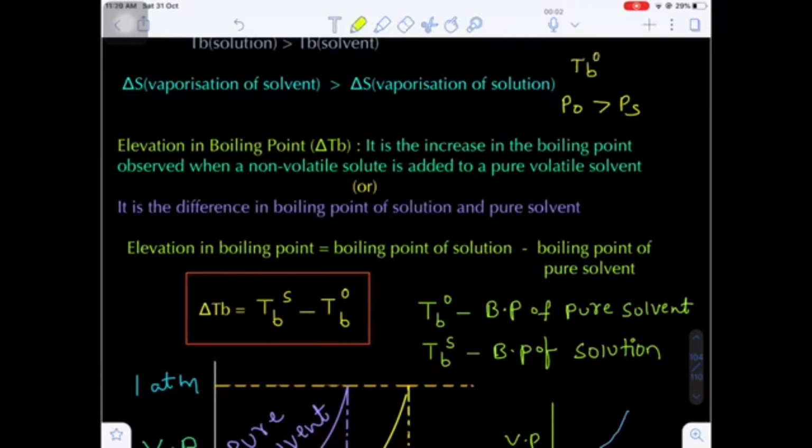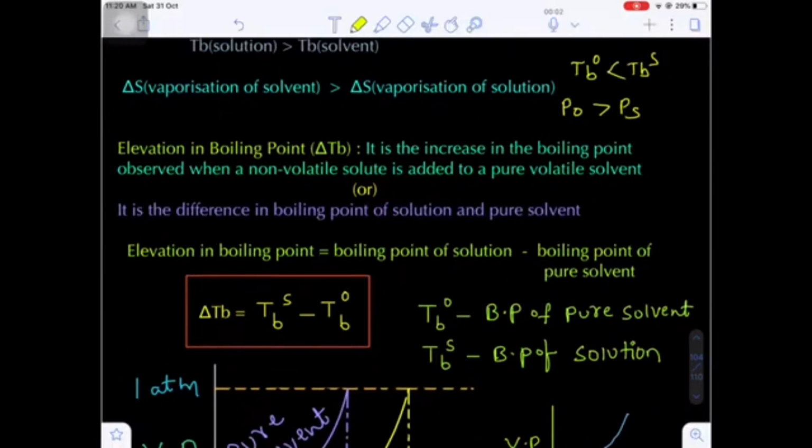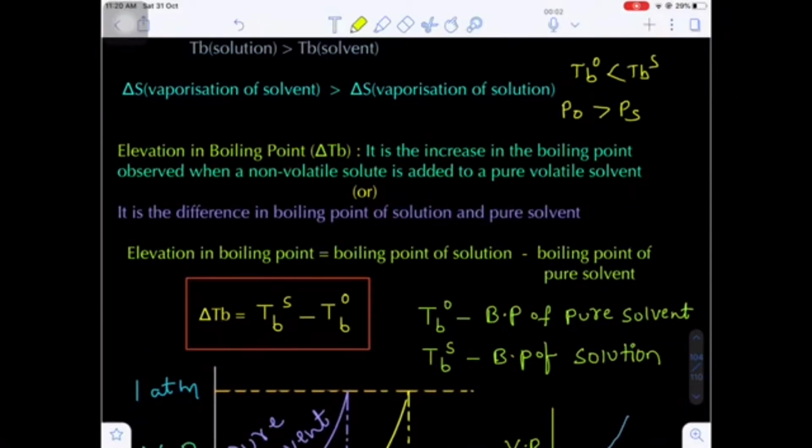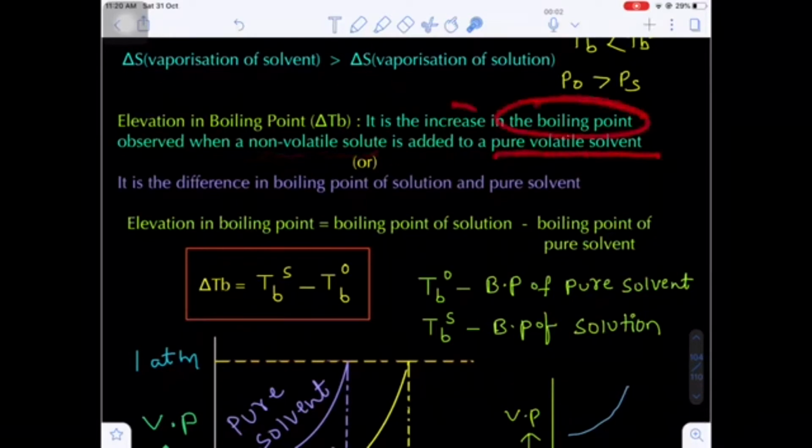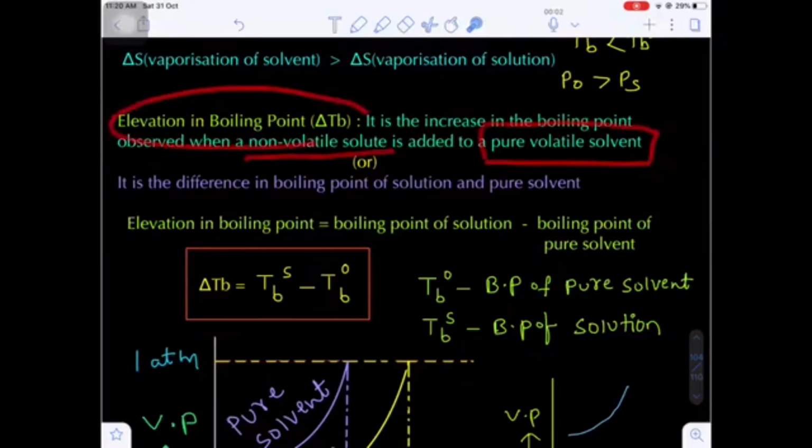So this is the TB naught, the boiling point of a pure solvent, and TBS, the boiling point of a solution. So the boiling point of a solvent is less than that of the solution. In other words, the boiling point of a solution will be greater than the boiling point of a solvent. Now what is the difference between the boiling point of a solution and solvent? That is delta TB, which is known as elevation in the boiling point. The actual definition: when a non-volatile solute is added to a pure volatile solvent, then what happens to the boiling point? It increases. The increase in the boiling point observed when a non-volatile solute is added to a volatile solvent is known as elevation in the boiling point.